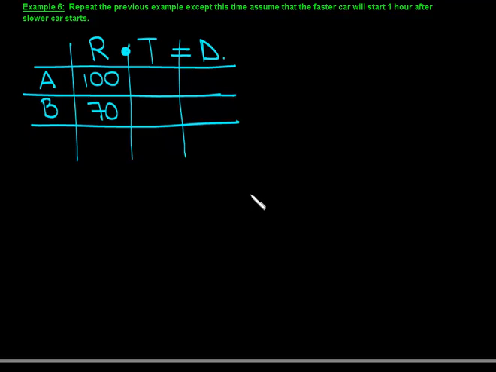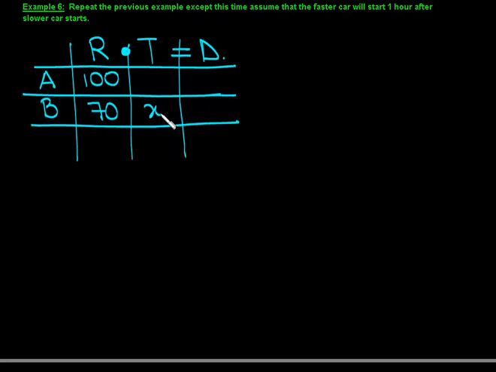Now, what they've told us is that these two cars are not traveling for the same amount of time. Car B started earlier than car A. So let's say car B was traveling for X hours. We still don't know how long it was traveling, but we just know it started an hour early. Okay, so if car B was traveling for X hours, how long was car A traveling then?